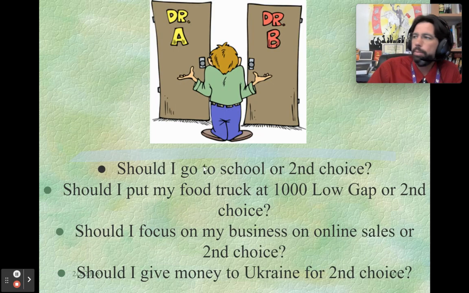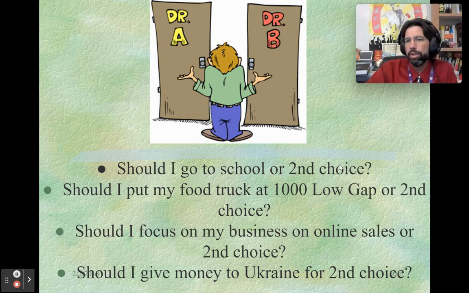Okay, and we can bring this down to a lower level too. Should I go to school or what's my second choice? That's my opportunity cost. If I'm a business, should I put my food truck at 1000 Low Gap Road at the high school or my second choice? That's the opportunity cost. Should I focus my business on online sales or my second choice? Should I give money to Ukraine if I'm the US government or second choice? The second choice is the opportunity cost.